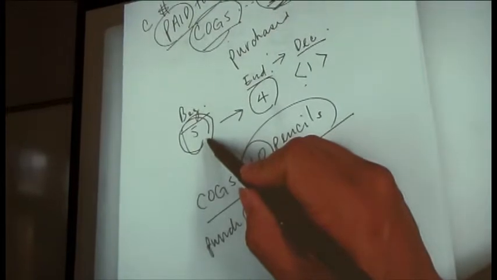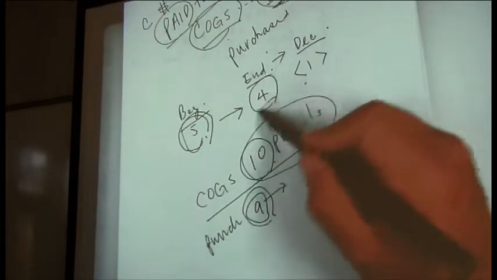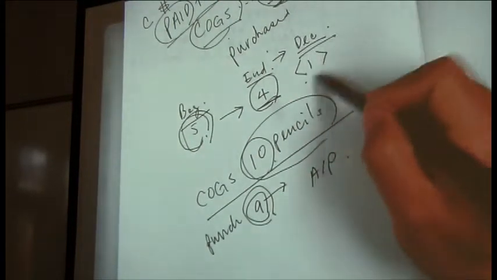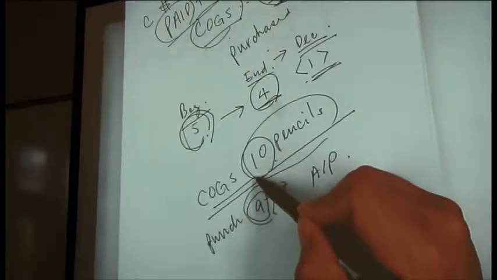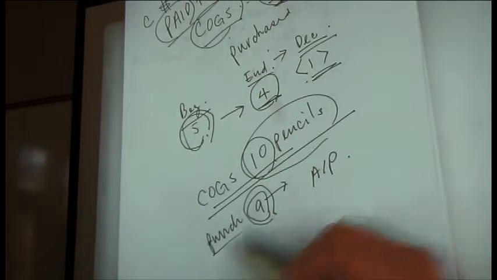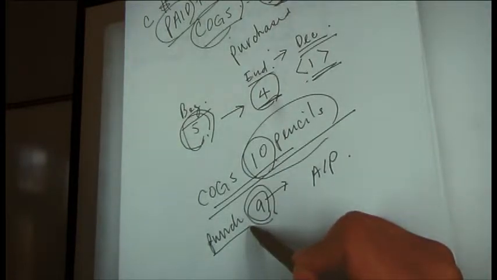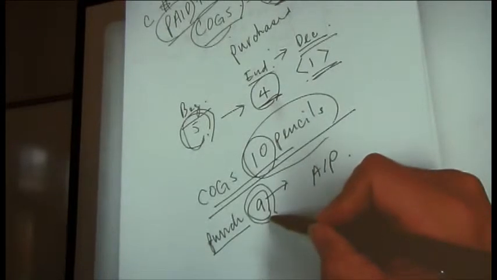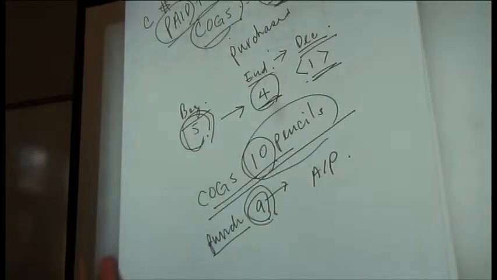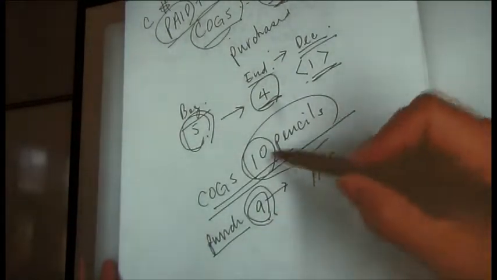Shita had 5 pencils at the beginning. She had 4 pencils at the end. So a decrease of 1 pencil, am I right? She sold how many pencils? 10 pencils. What was the question? My question: how many pencils must she have purchased? How did you get 9? Somehow you were able to get 9, am I right? I'm telling you 10 minus 1.